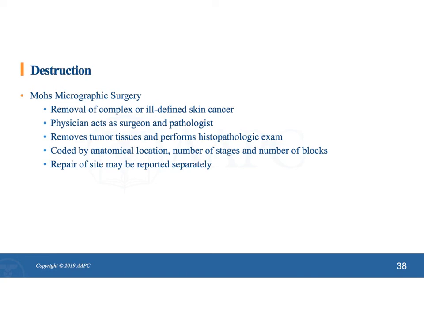However, this procedure usually involves stages where the surgeon removes a layer of skin and examines it for cancerous cells, then removes another layer of skin and again examines it for cancerous cells. This is repeated until there are no longer any cancerous cells identified. If a repair is performed, it may be reported separately. Now, let's turn to our CPT codebook to the Mohs micrographic surgery, and let's talk about those codes a little further.